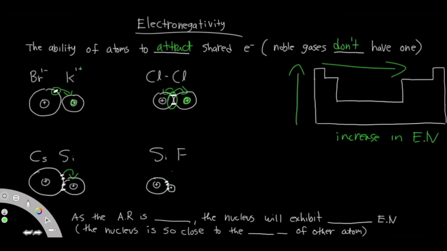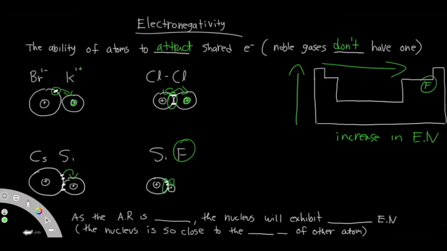Now silicon is over here. Fluorine, very, very small. Look at the distance between the two. It's extremely small because fluorine is such a small atom. So the neighboring electrons here definitely have an easier time going towards it. So fluorine has a very high electronegativity because of its atomic radius.